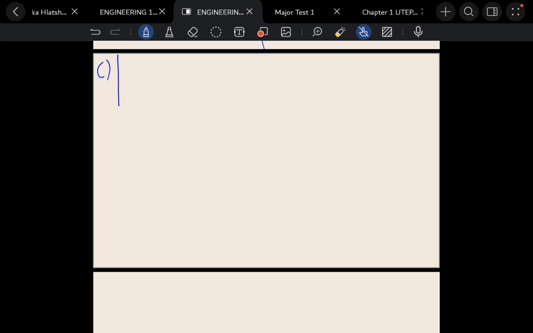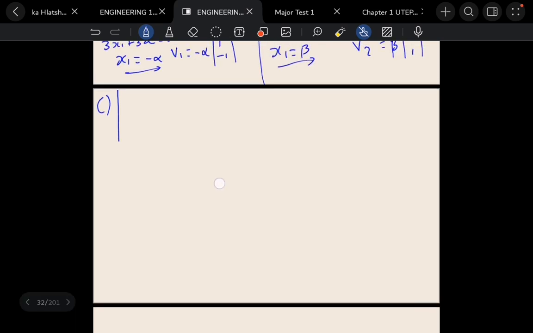For example, matrix C. Let us have this matrix: 1, 0, 0, 3, 4, 0, 8, 7, 2. Just a matrix. Let me just remove this for now.